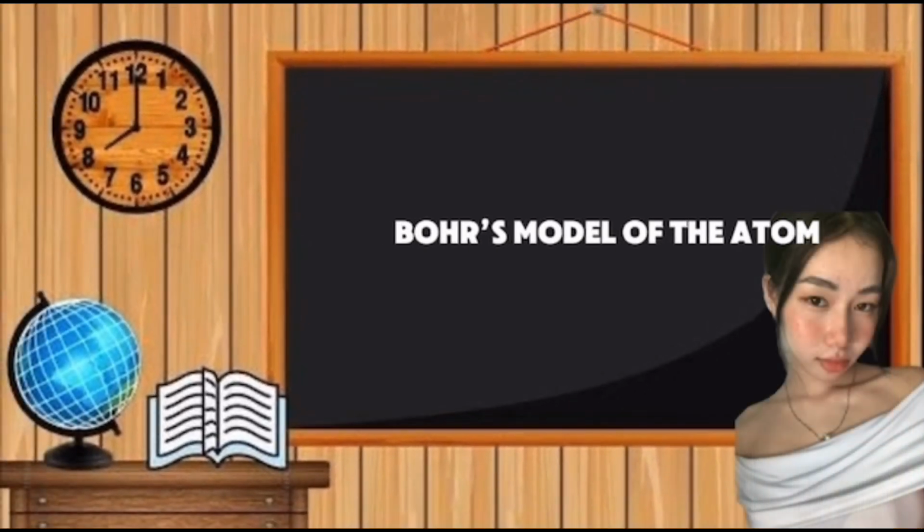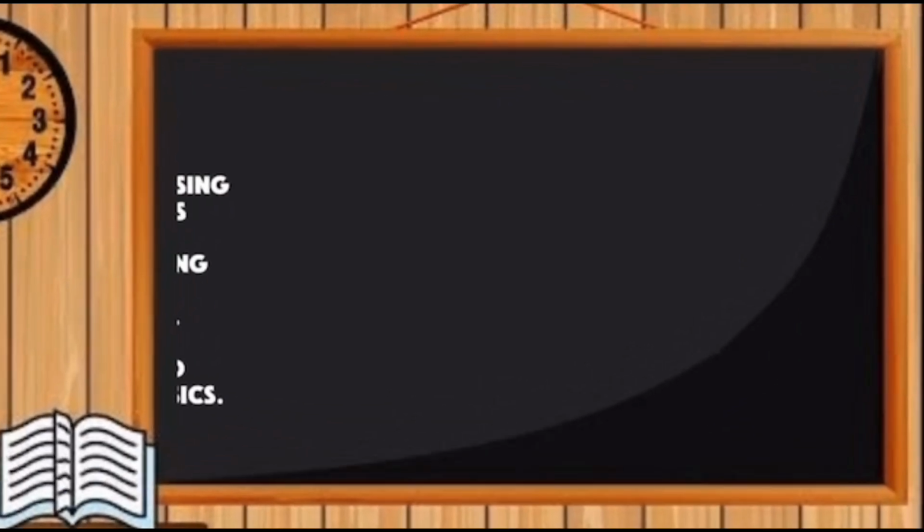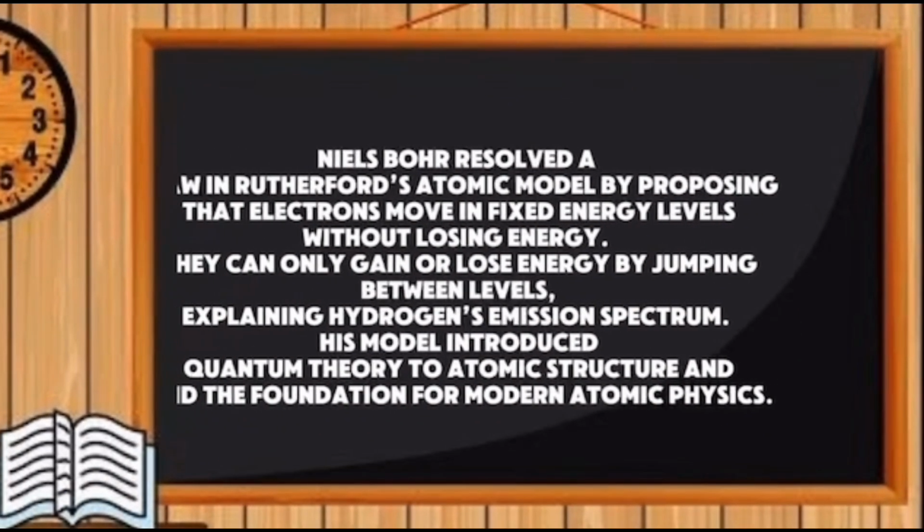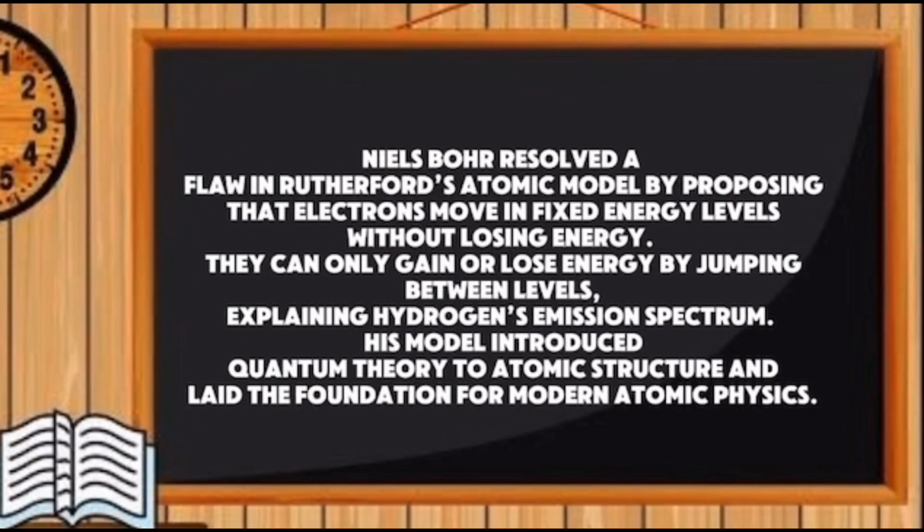Bohr's model of the atom. Niels Bohr resolved a flaw in Rutherford's atomic model by proposing that electrons move in fixed energy levels without losing energy. They can only gain or lose energy by jumping between levels, explaining hydrogen's emission spectrum. His model introduced quantum theory to atomic structure and laid the foundation for modern atomic physics.